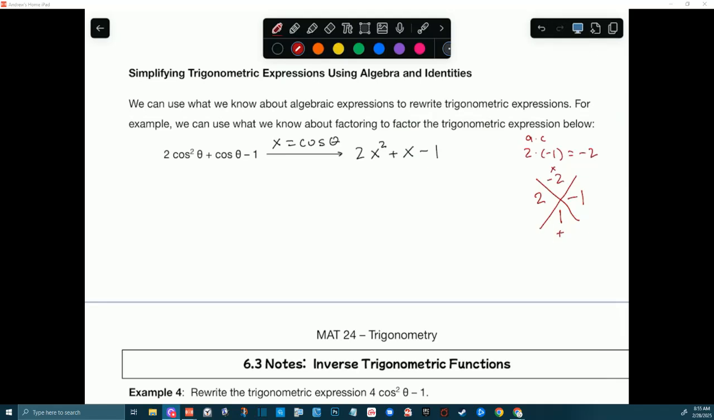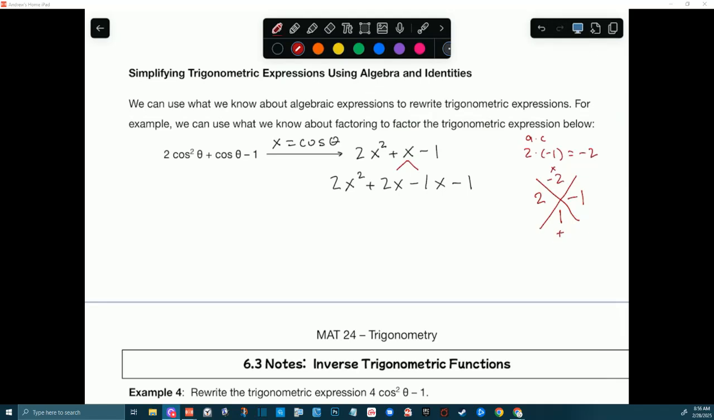So let's split up that middle term. First term comes along for the ride. Last term comes along for the ride. Middle term splits into 2 pieces that are equivalent. Plus 2x minus 1x. And if I combine those together, I get back to where I started.